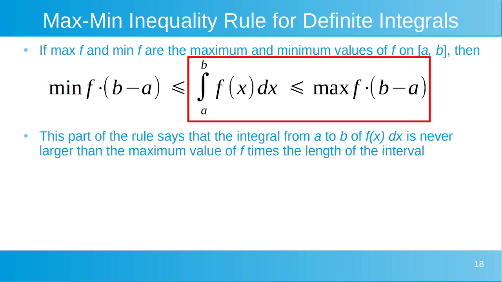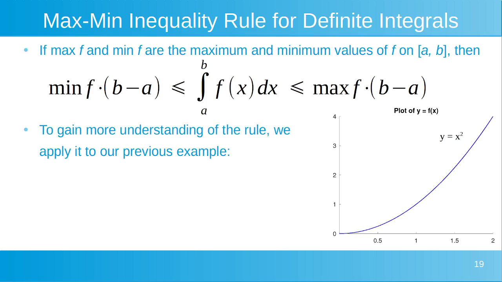Now, this part of the rule, highlighted in the red rectangle, says that the integral from a to b of f of x dx is never larger than the maximum value of our function f times the length of the interval.